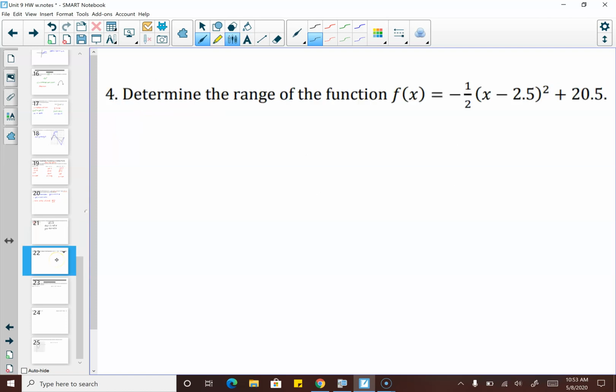And then the last one, determine the range of the function f of x equals -1/2 parentheses x minus 2.5 squared plus 20.5. So the first thing we want to do is we want to identify our vertex. Well, we are going right 2.5 and we're going up 20.5. So in that case, that would give us a vertex of positive 2.5 and positive 20.5.